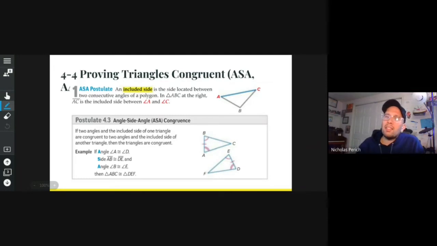What ASA says is if I can show that an angle on this triangle is the same as an angle on that triangle, a second angle on this triangle is the same as a second angle on that triangle, and the side in between the angles is the same as the side in between the angles on that triangle, then I can prove they are congruent using the ASA congruence postulate. These two triangles are the same because of an angle, a side in between, another angle. ASA.